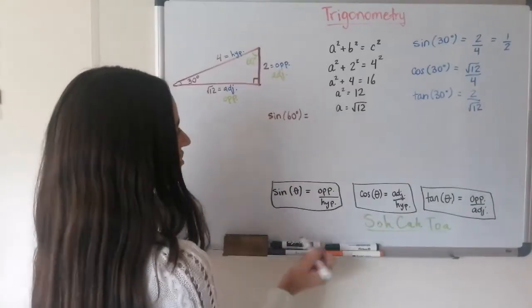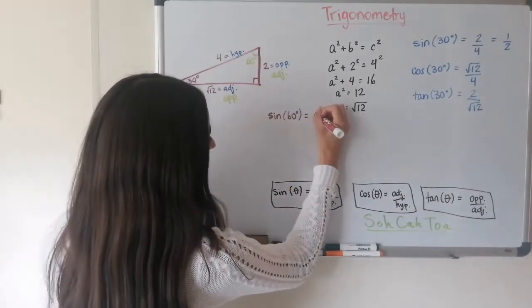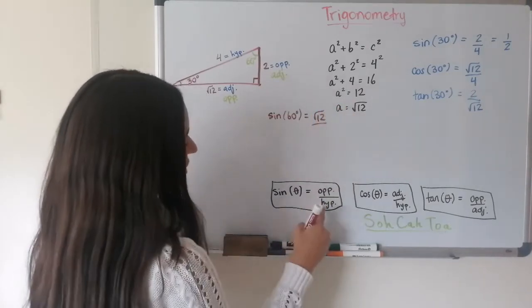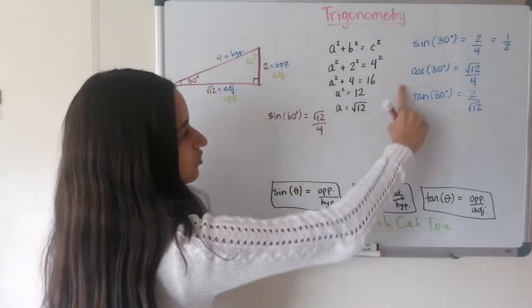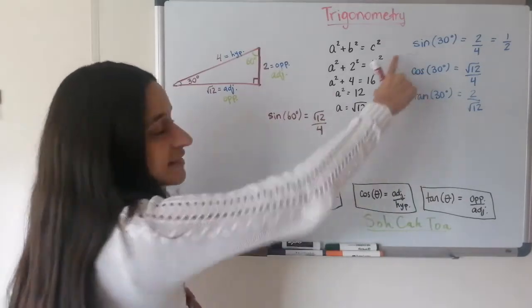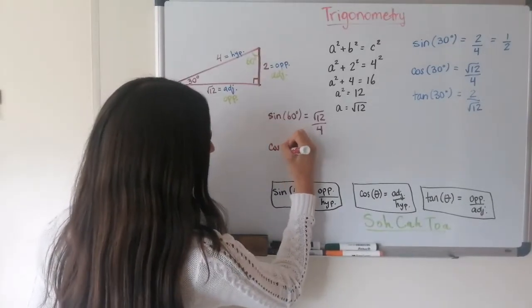So sine was opposite over hypotenuse. The opposite to the angle 60 is square root of 12 over the hypotenuse, which is 4. So the sine of 60 is equal to the cosine of 30, not to the sine of 30.